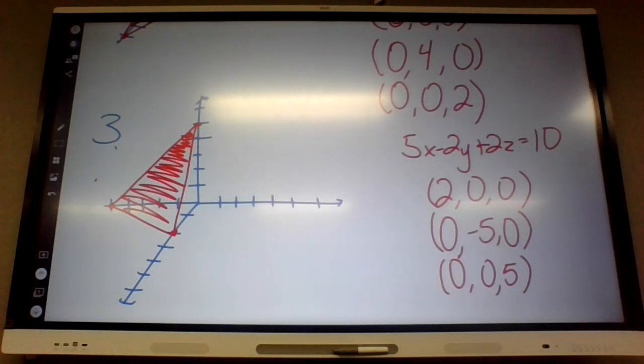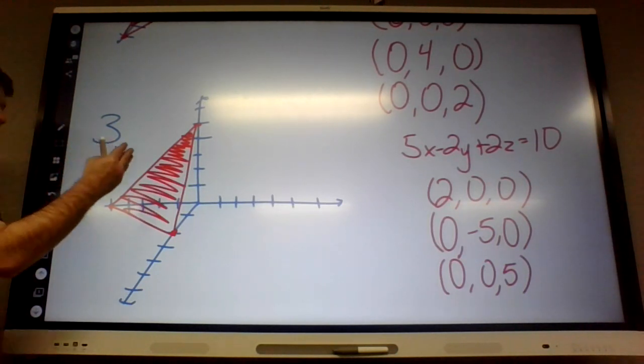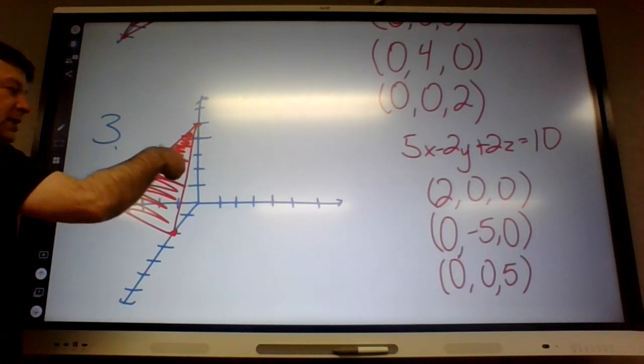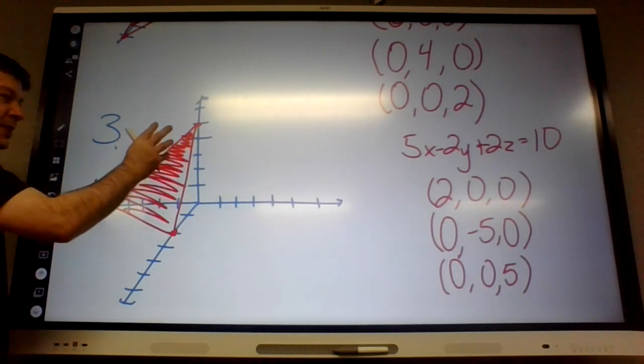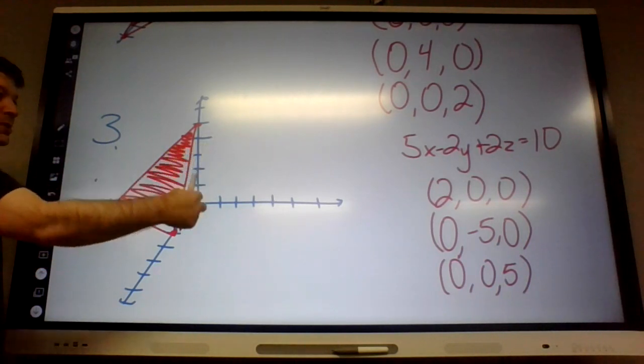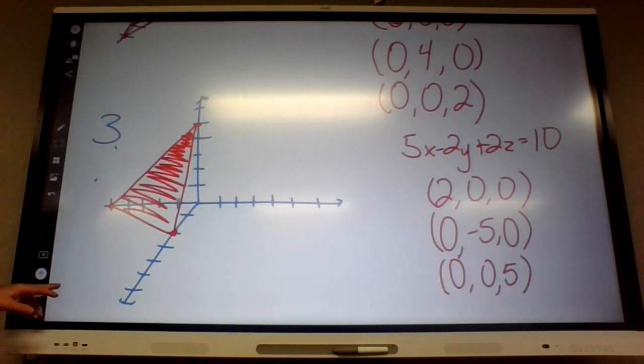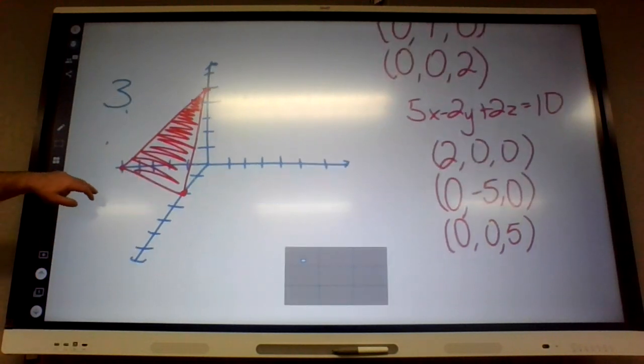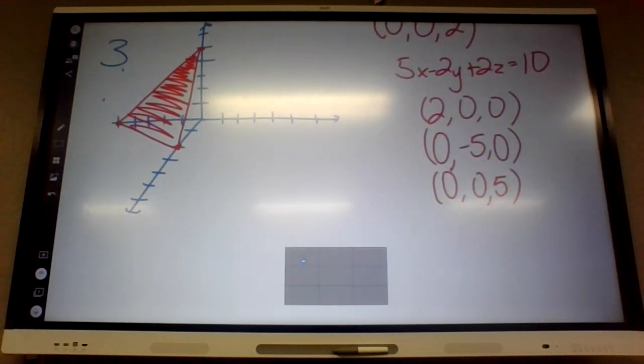Just like with an xy coordinate plane, every point inside of our graph here is a solution for that equation. Every random little point, decimals, fractions, whatever, on this plane is a solution for that equation. Not just the points that we graphed. Okay.